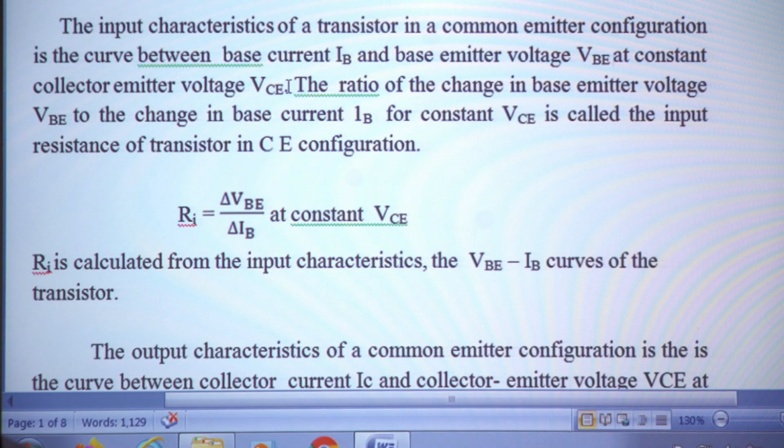From that curve we can find the input resistance, which is the ratio of the change in base emitter voltage to the change in base current. So delta VBE by delta IB at constant value of VCE, and that is obtained from the input characteristics.